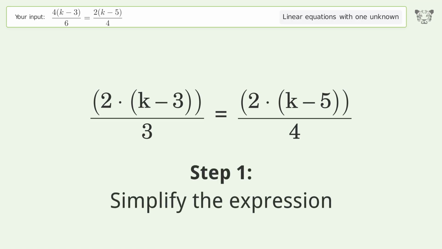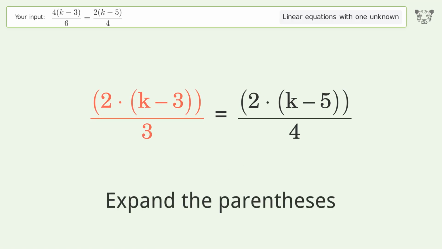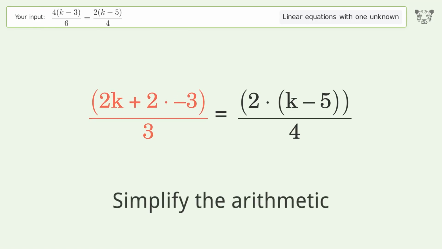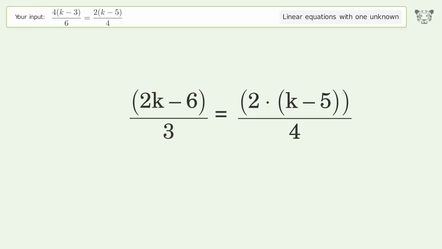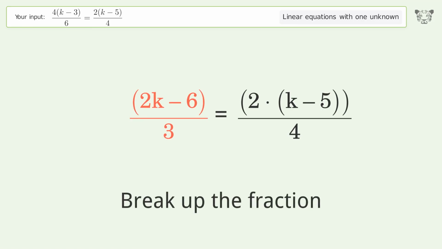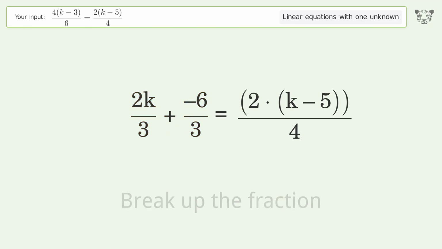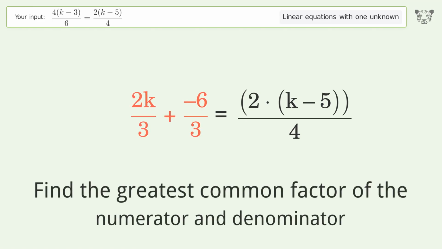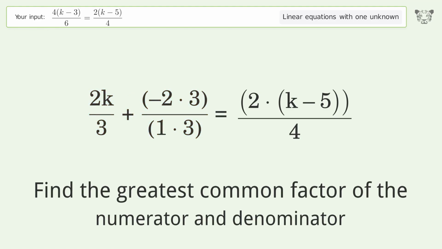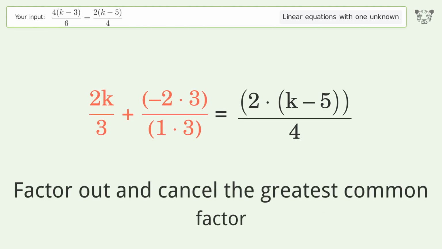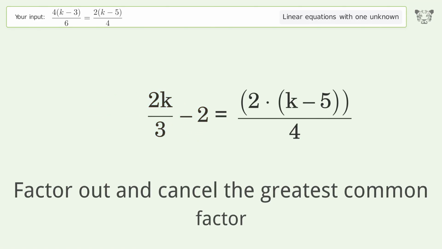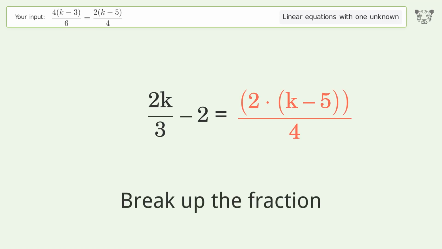Simplify the expression. Expand the parentheses. Simplify the arithmetic. Break up the fraction. Find the greatest common factor of the numerator and denominator. Factor out and cancel the greatest common factor. Break up the fraction.